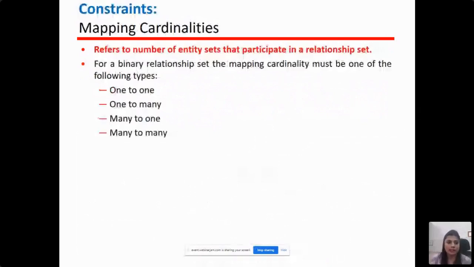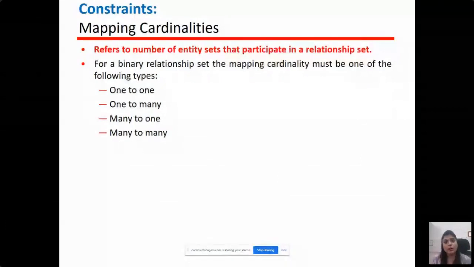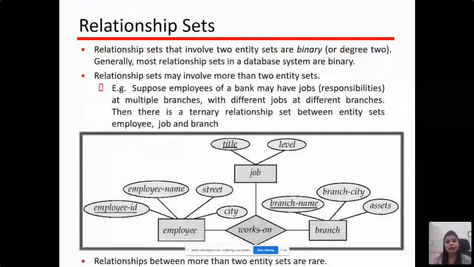Then we have mapping cardinalities. That means the number of entity sets that participate in a relationship set. For example, if I take this example, will all the employees participate in the branch activity or job activity, or only a few employees will participate? So basically it will represent the number of participation.